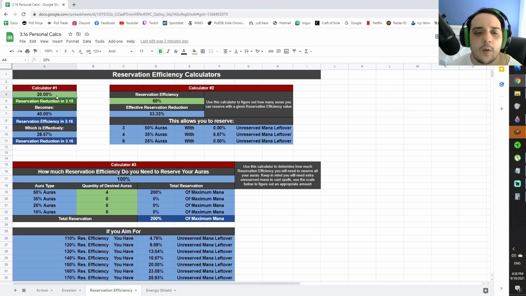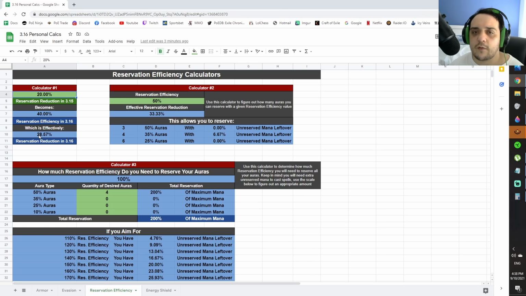The way that this conversion works is that if you had, for example, 20% reduced mana reservation this patch, that's going to end up becoming 40% reservation efficiency in 3.16, and 40% reservation efficiency is going to translate to having 28.57% reduced reservation on the current patch. So basically at the 20% value, the amount of mana you're going to be reserving is even less. So this is kind of a buff at smaller values.